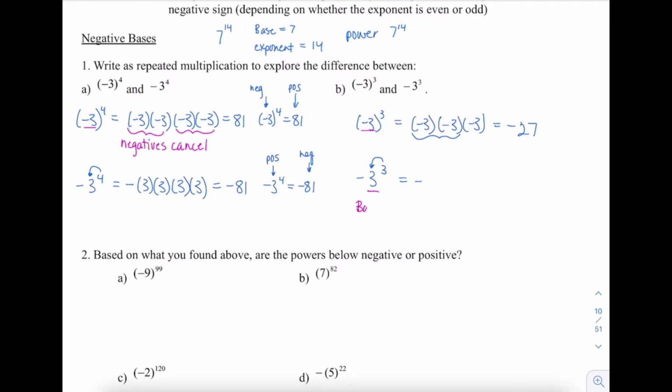Maybe I should write this down. Base is 3. Base is negative 3. Just to make it clear what the bases are in this question. So in this case, we're going to write negative 3 times 3 times 3 equals negative 27.